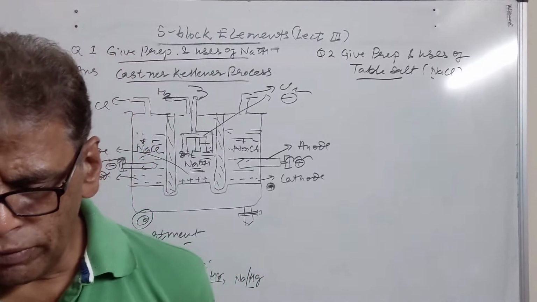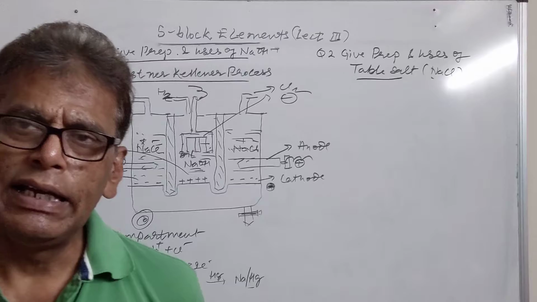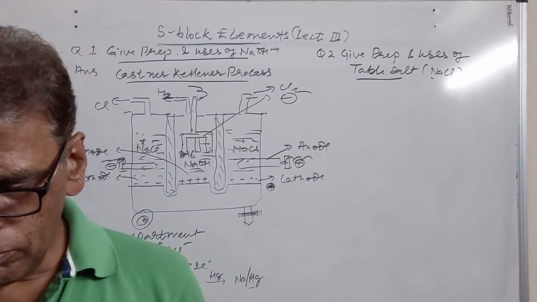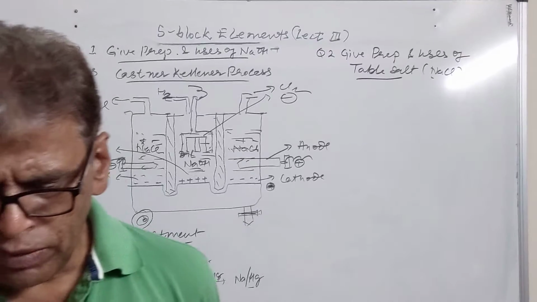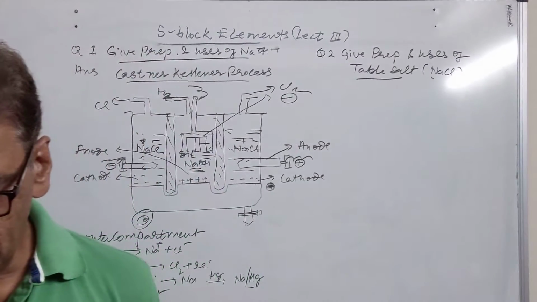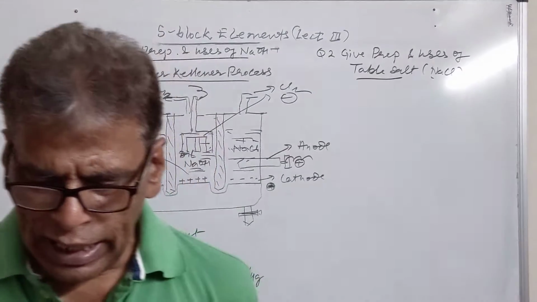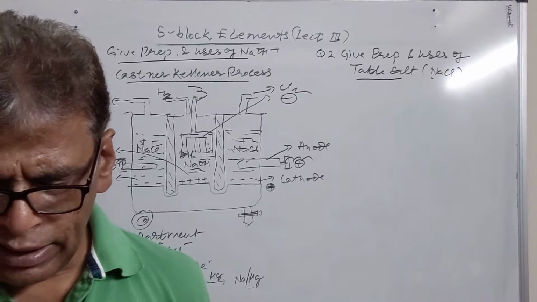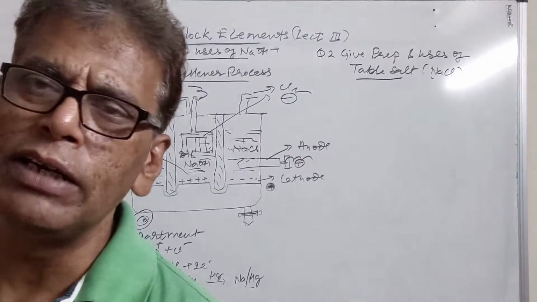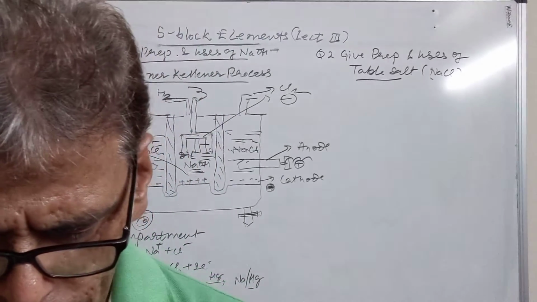Now the properties of NaCl: it is a water soluble crystalline substance. It has a melting point of 1074 Kelvin, boiling point is 1730 Kelvin, and its solubility is 36 gram per 100 gram of water. It is used for cooking purposes, in leather tanning, and in the preparation of freezing mixture to freeze ice cream material.